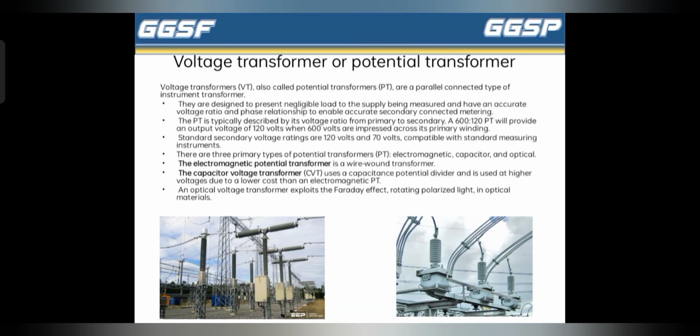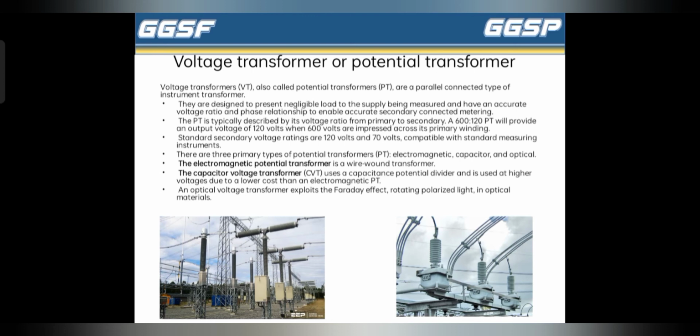Voltage transformer or potential transformer. Voltage transformer is also called a potential transformer. These are parallel connected type of instrument transformers. They are designed to present negligible load to the supply being measured and have an accurate voltage ratio and phase relationship to enable accurate secondary connected metering.